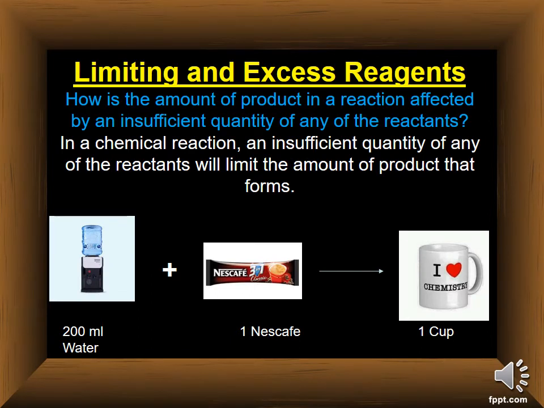Okay students, let's start our main topic, limiting and excess reagent, also called limiting and excess reactant. So reagent or reactant, you can use both. I'm normally using limiting reactant. Before I start this, we have to know the answer of this question: how is the amount of product in a reaction affected by an insufficient quantity of any of the reactants? The answer is, in a chemical reaction, an insufficient quantity of any of the reactants will limit the amount of product that forms.